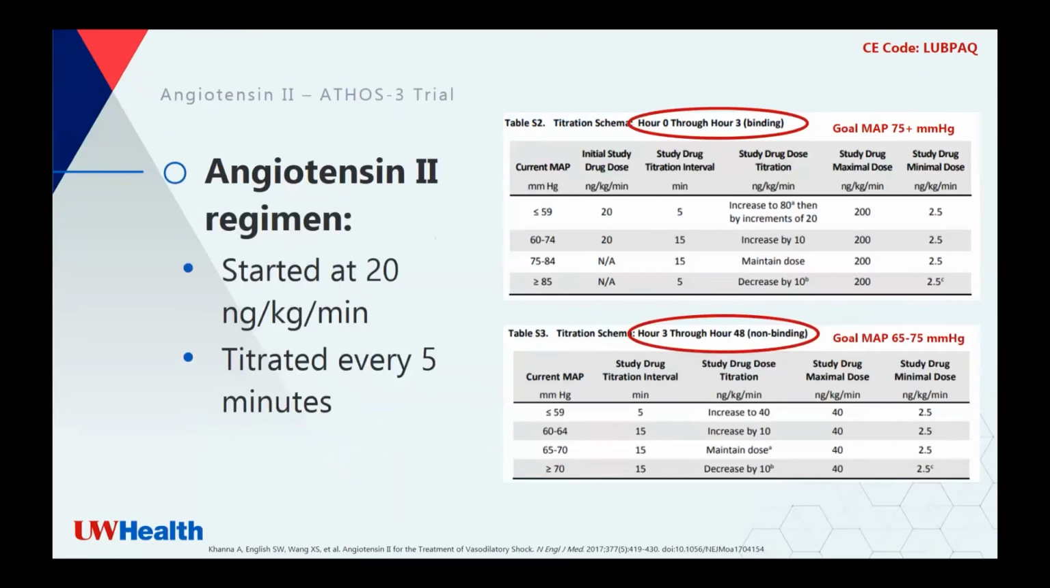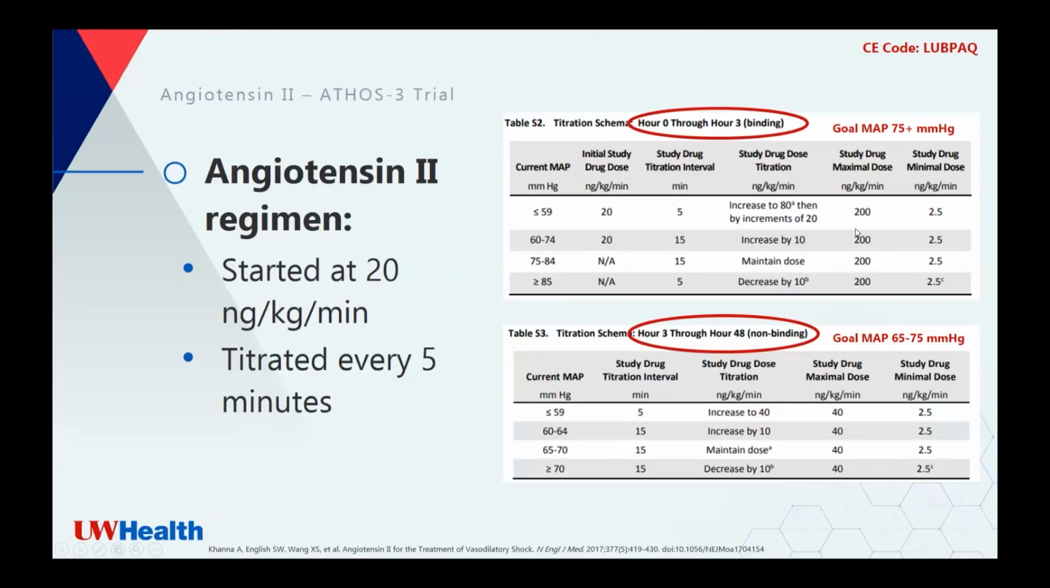I'd like to take a moment to point out the dosing strategy used in the ATHOS-3 trial. You can recall the dosing recommendations that we reviewed just a couple slides back, and this is kind of where those dosing recommendations come from. For the first 3 hours, so hour 0 through 3, the goal MAP was 75 and over, and they started at 20 nanograms per kilogram per minute, but the maximum dose was 200 nanograms per kilogram per minute.